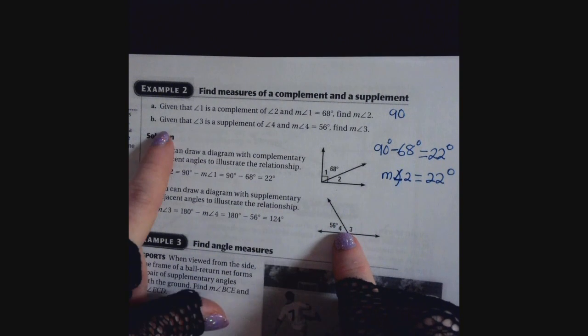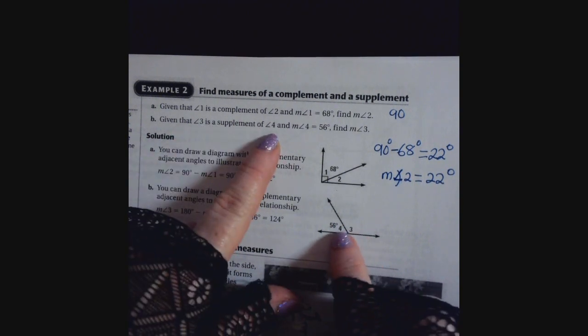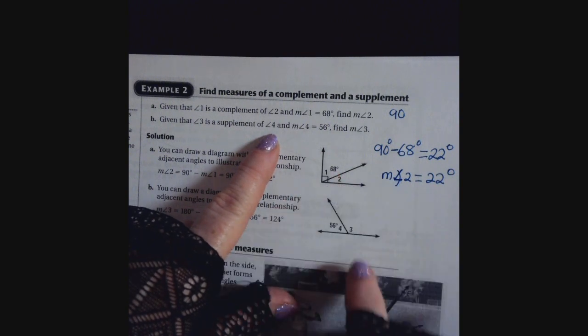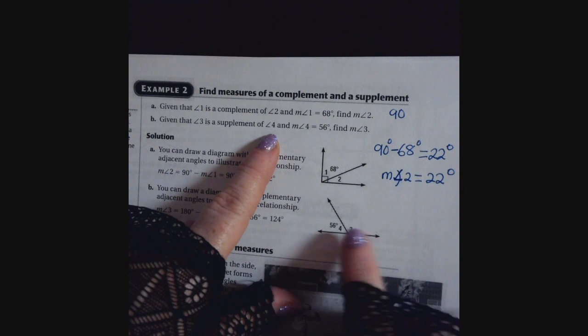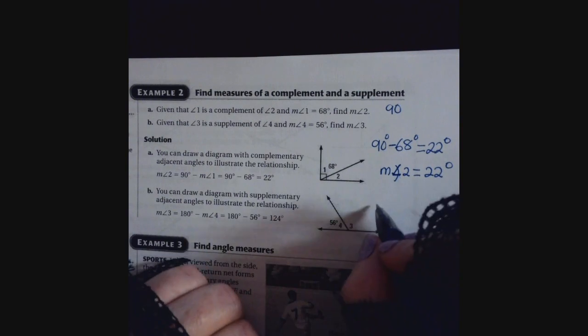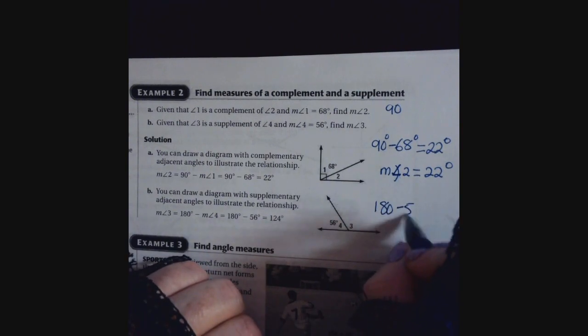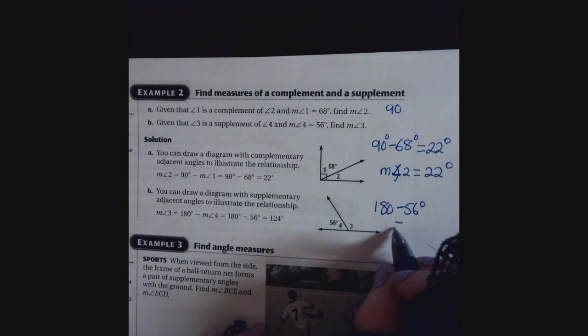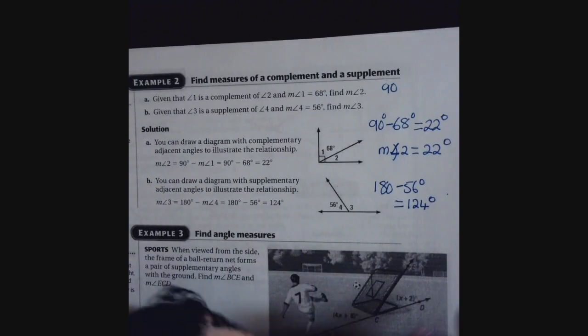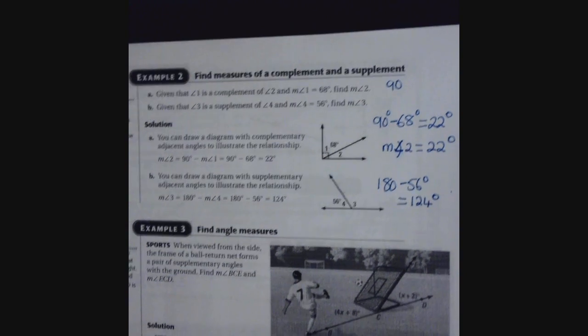So here, given that angle 3 is a supplement of angle 4, and you can see that these are adjacent angles, just like this was adjacent. They add up to 180. So if this is 56, they want you to find angle 3. So that should be fairly easy. So 180 minus 56 degrees. When you do that, you get 124 degrees. So angle 3 is going to be 124 degrees. So that's pretty straightforward.